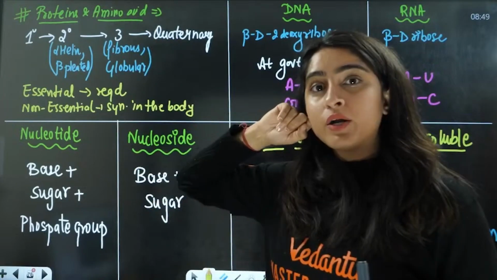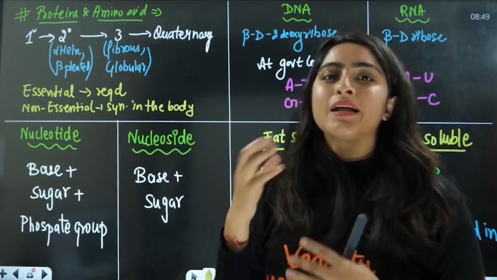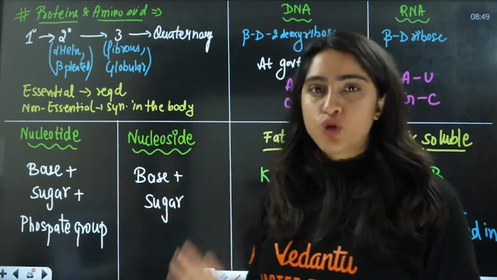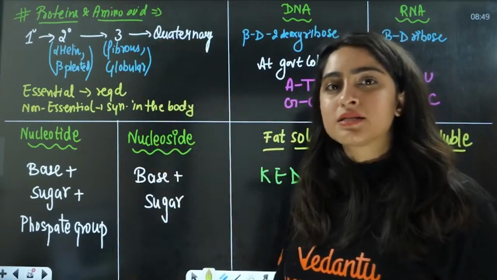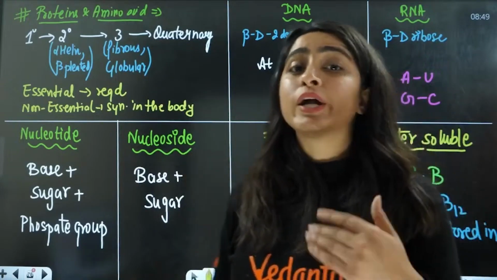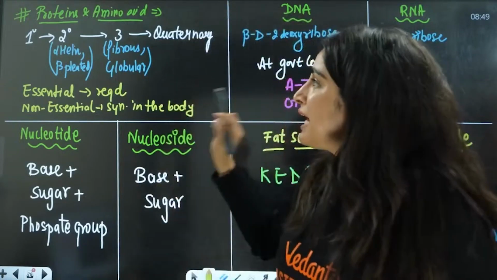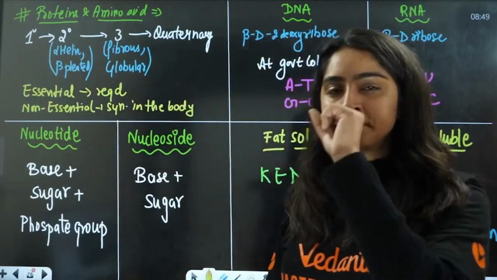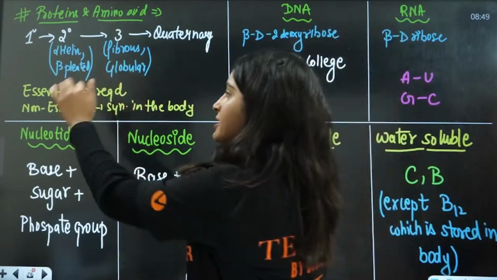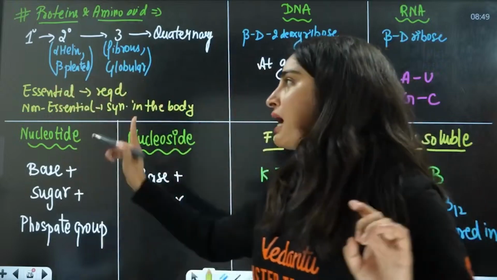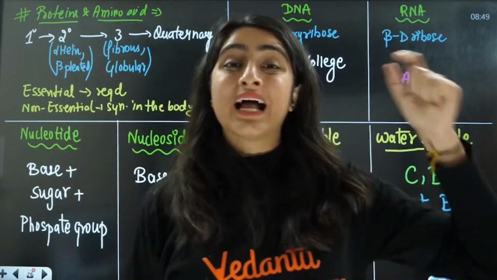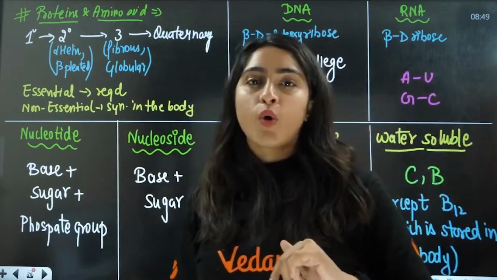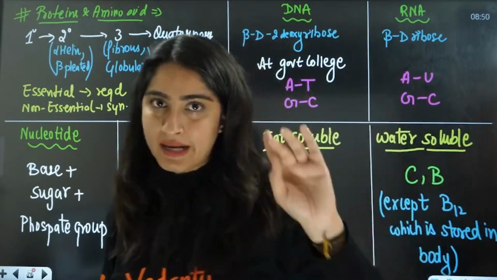Tertiary is fibrous or globular protein. Fibrous is insoluble in water, like our hair and our nails. Globular is soluble in water, and quaternary is the highest structure here. When we do the denaturation of protein, all the structures are destroyed except for the primary structure. Next thing here is what is essential and non-essential amino acid. Essential is required by our body and not synthesized in our body. Non-essential is synthesized in our body and we do not require it from outside.